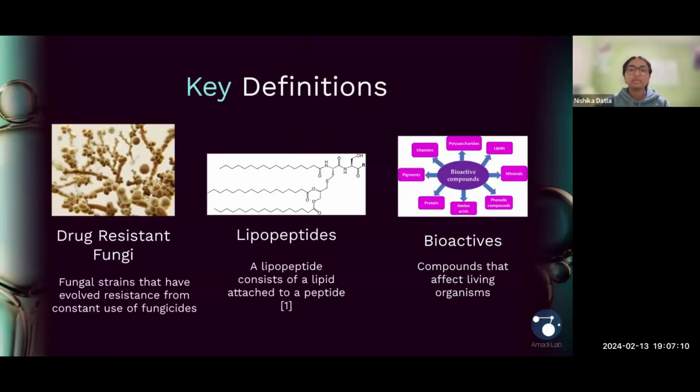So here we have a few key definitions that are pretty crucial to our project. First off is drug-resistant fungi, which are fungal strains that have developed a resistance against certain drugs due to constant use. Second, we have lipopeptides, which are a lipid attached to a peptide. And lastly, we have bioactives, which are compounds that affect living organisms.